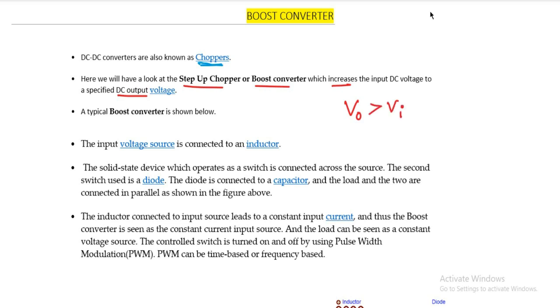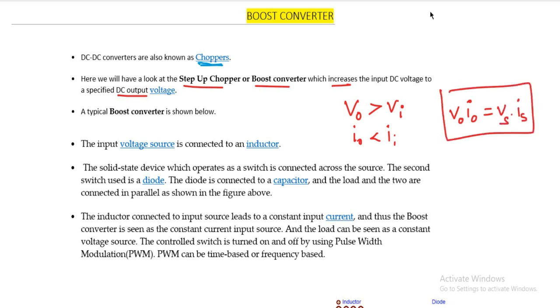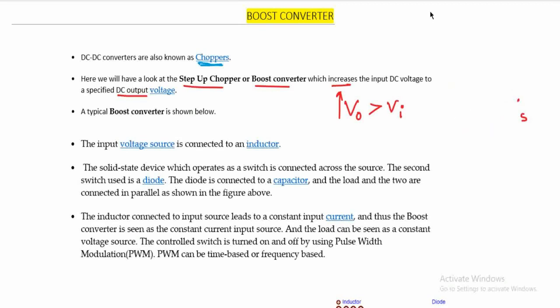So how is this happening? The output current will be less than the input current. By changing the values of output current and output voltage, we are going to see the changes in the voltage. If you want to increase the output voltage, you have to reduce the output current so that the power will be balanced. So the boost converter output is greater than the input supply voltage, which is DC voltage.